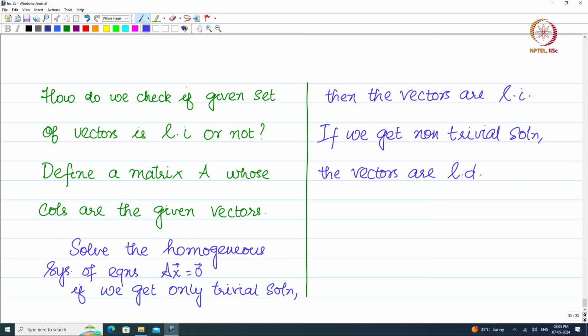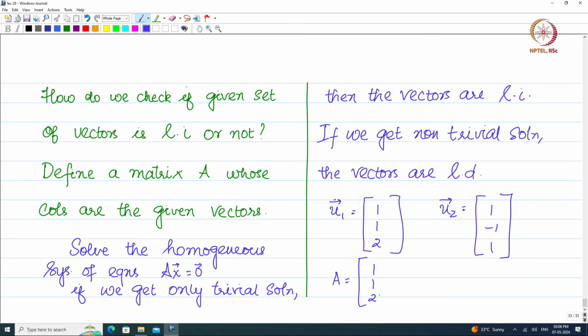Linearly dependent, right. In fact, we can verify for the example that we took where u1 is equal to 1 1 2 and u2 is equal to 1 minus 1 1. We did the same thing, we populate the matrix, we had this matrix A which was basically 1 1 2, 1 minus 1 1. Now you solve Ax is equal to 0. We will see that x1 is equal to 0, x2 is equal to 0 is the only solution that we get, and therefore these two vectors are linearly independent. That is what it is.